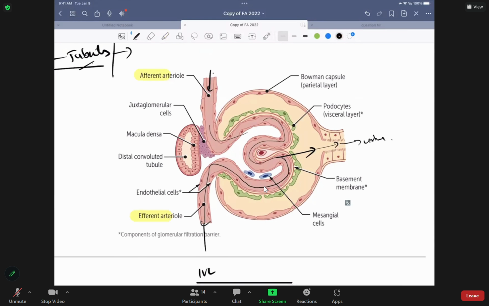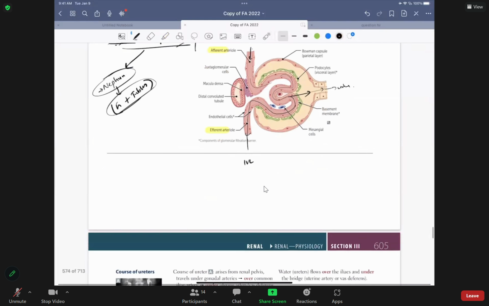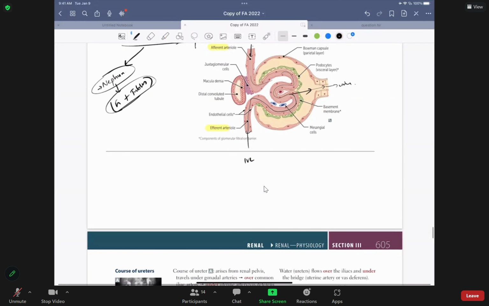Now, in kidney, let's learn three terminologies. Filtration, reabsorption, secretion, and excretion, fourth one, okay? These four terminologies should be fingertip, because that's the last thing you want to be confused with.